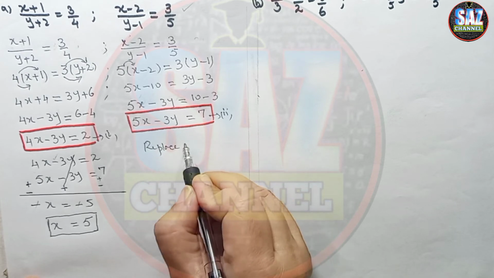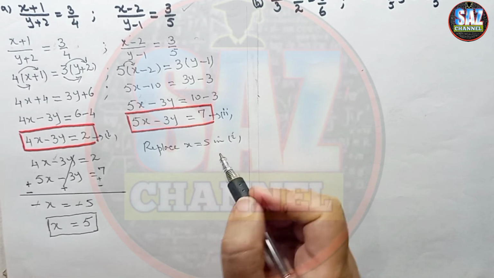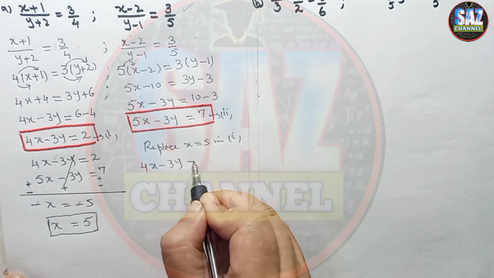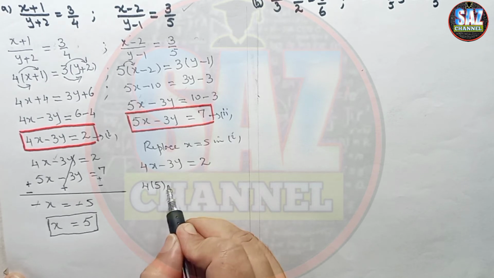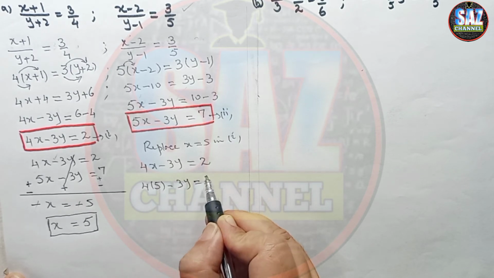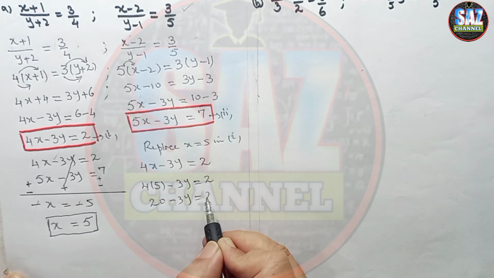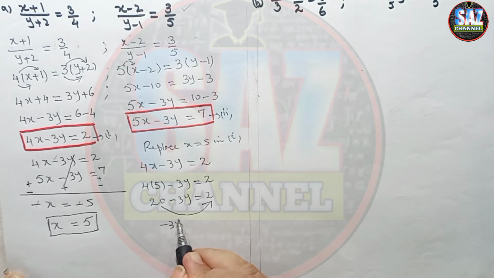Now replace x equals 5 in equation 1. It's always good to give such references. So the equation will take the form 4x minus 3y equals 2. Value of x is 5. 4 times 5 minus 3y equals 2, and this will give me 20 minus 3y equals 2. Shift 20 to the other side by changing the sign. Minus 3y equals 2 minus 20, and this will give me minus 18 equals minus 3y.